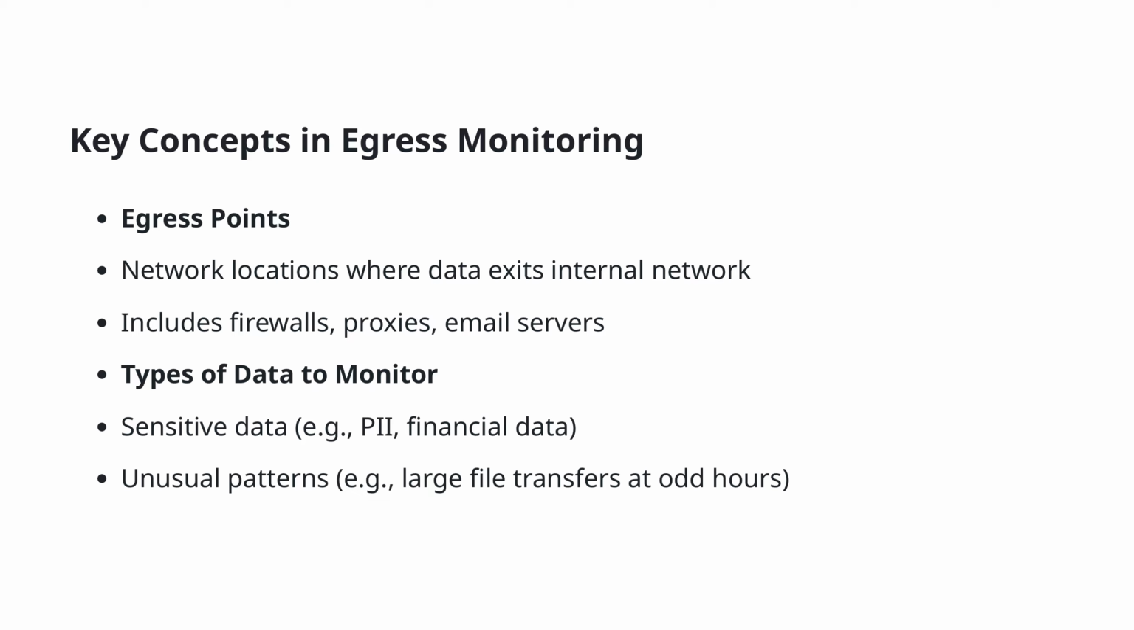preventing unauthorized data exfiltration. Next, we need to discuss the types of data to monitor. It's imperative to keep an eye on sensitive data such as personally identifiable information, PII, and financial data. These types of data are often targeted for exfiltration. Additionally, you should monitor for unusual patterns like large file transfers at odd hours. Such activities can indicate a potential threat or unauthorized exfiltration attempts.